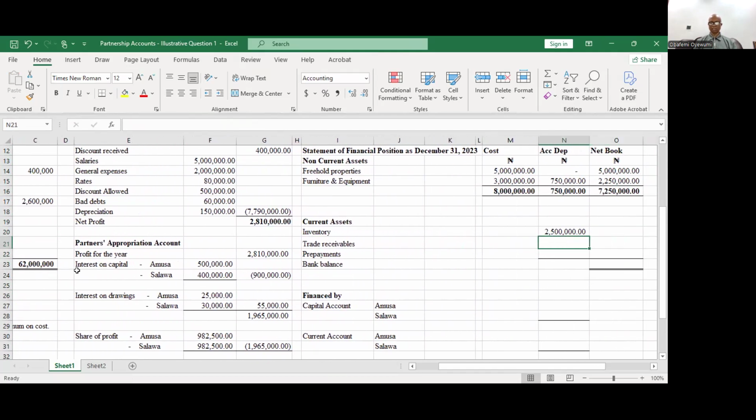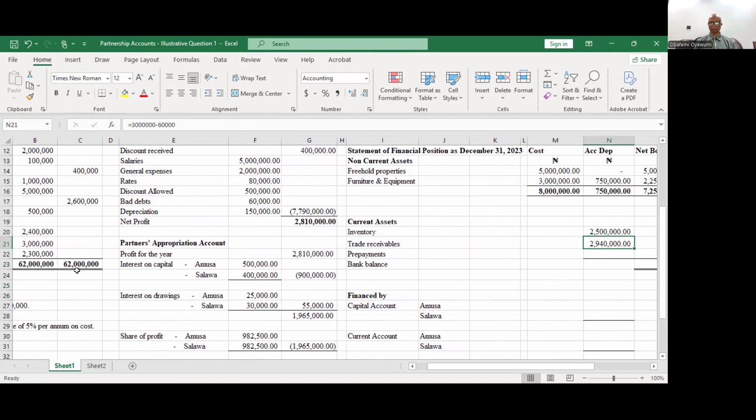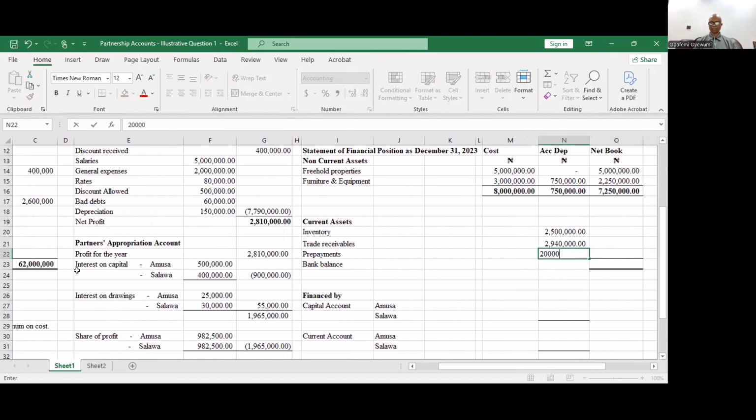Okay, 3 million. But should we use 3 million naira? Obviously, no, in the sense that along the line, 60,000 was written off as bad debt. So we're going to have 3 million minus 60,000, which gives us 2,940,000. And then, of course, prepayments. They prepaid rates of 20,000. So we have a prepayment of 20,000 there.